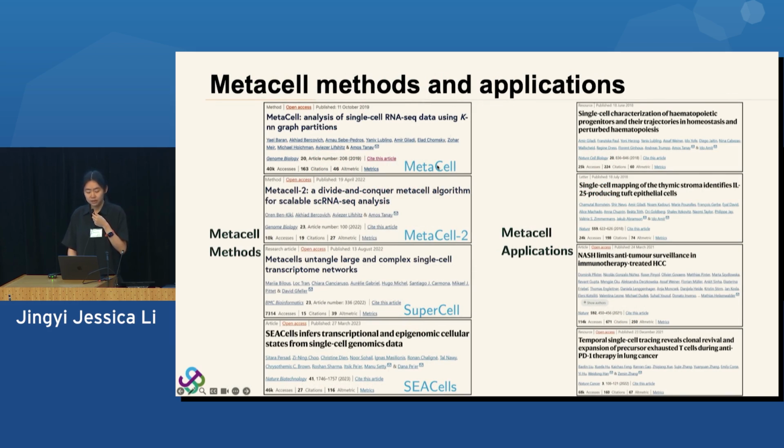First method, Metacell, and then by the same authors, Metacell 2, try to use parallel computing to speed up. And then SuperCell, a separate method, and then SEACells. So this one was from Dana Pierce's lab, published in Nature Biotechnology, and received a lot of attention. So more recently, there's another method recently published in Nature Communications called Metacell. So besides those standalone methods that can work with any data, we also have some high-profile papers that did data analysis, and they implemented Metacells in their own way.